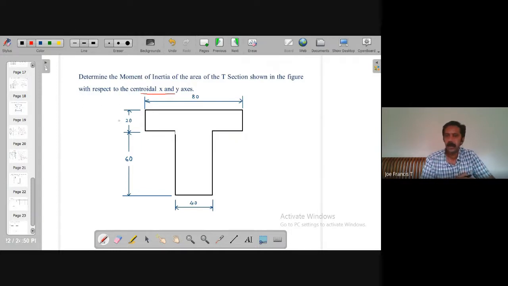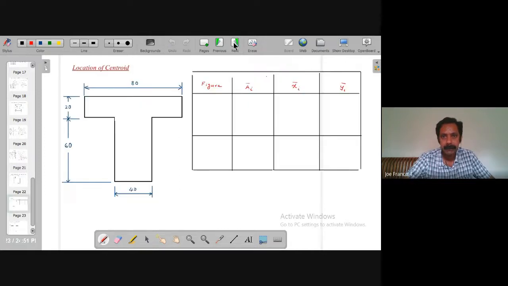So first we need to identify the centroid, and then you find the moment of inertia with respect to that centroidal axis. So we need to do it in two steps. The first step is to locate the centroid. So I'll just quickly do that.